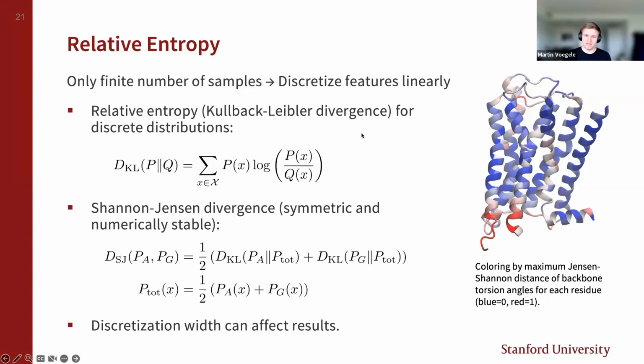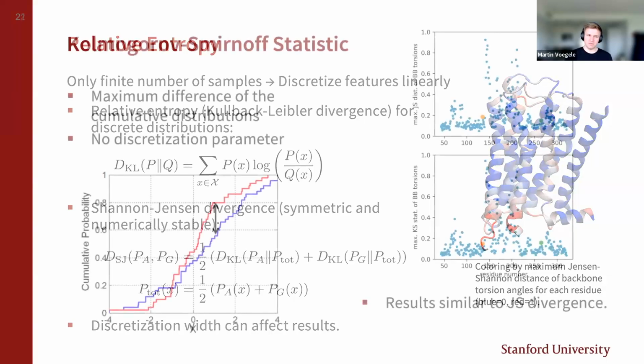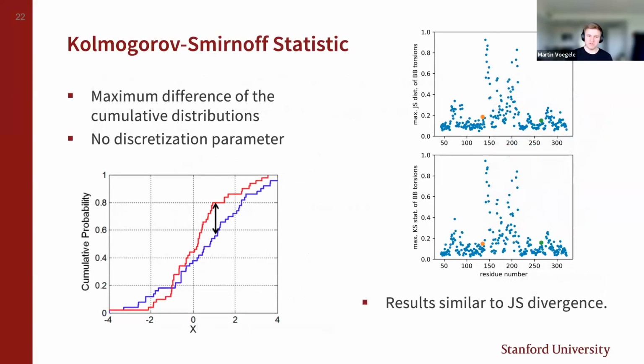One issue here is that the discretization width can affect the results. We have default values that usually work quite well for molecular systems, but be aware that this might occasionally change. We have also implemented a Kolmogorov-Smirnov statistic, which is the maximum difference of the cumulative distributions of two feature distributions. So you have the feature X, you have two distributions.